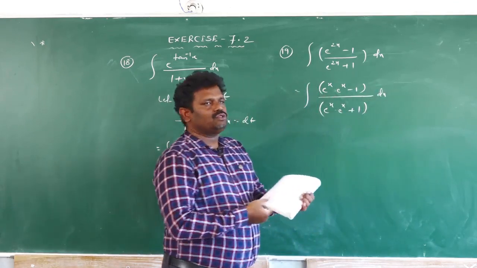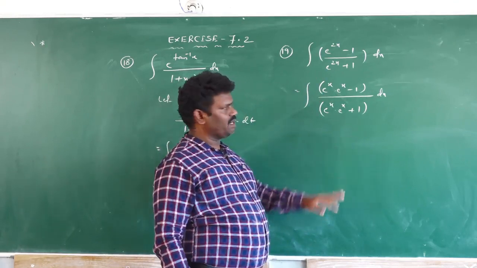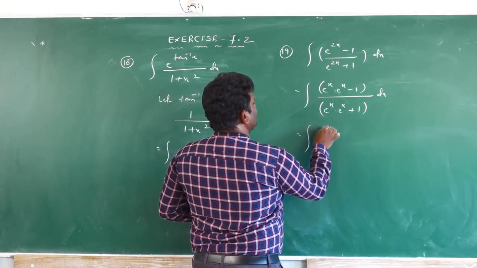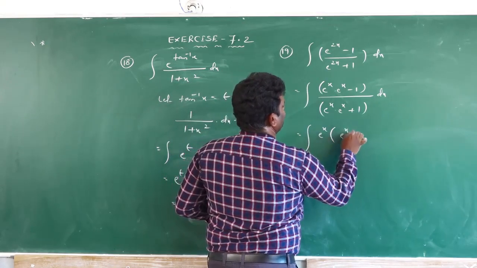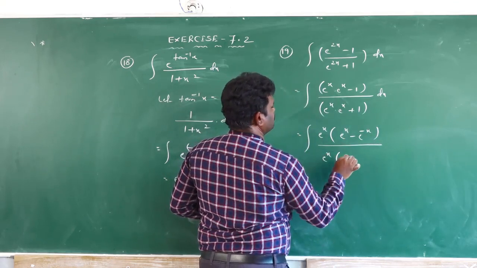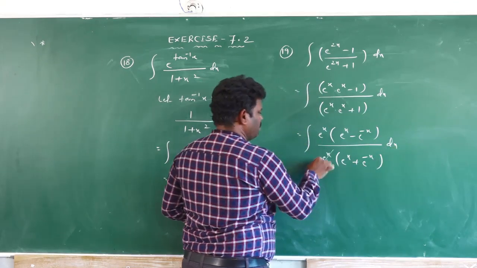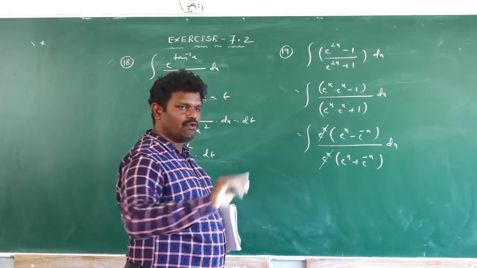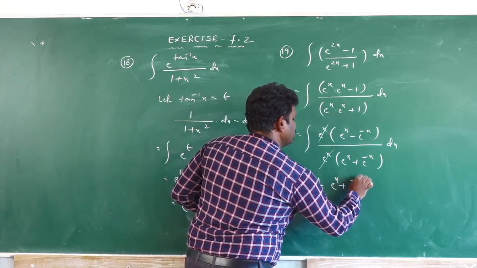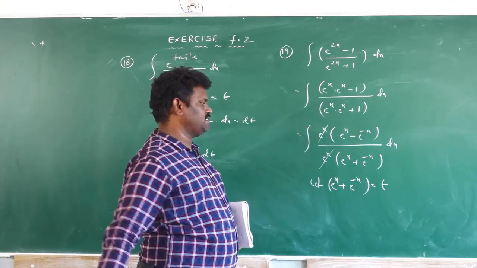So e power 2x can be split into two terms, e power x into e power x. Now if we take e power x common in the numerator and denominator, we get e power x minus e power minus x divided by e power x plus e power minus x, dx. The e power x cancels. Now let us take the substitution: e power x plus e power minus x is equal to t.